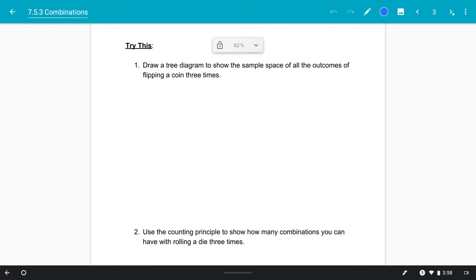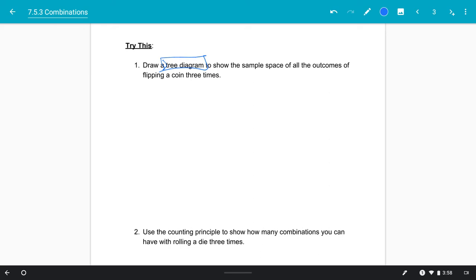So we want to draw a tree diagram here, so they're specifically asking us for that, to show the sample space of all the outcomes of flipping a coin 3 times. So here I just want to show my sample space. I want to know what all my possible outcomes are, not necessarily the number of possible outcomes, but I want to see visually that sample space.